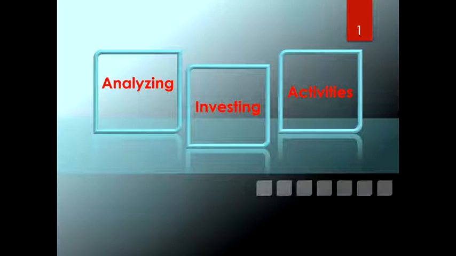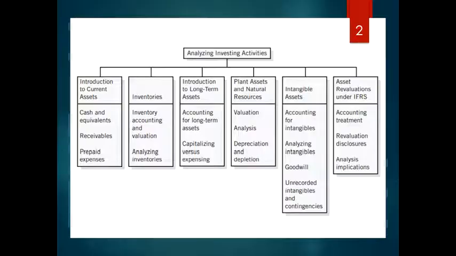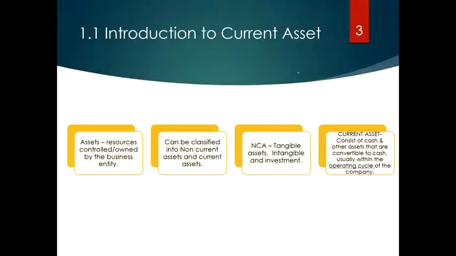So today we're going to learn a new chapter, that is chapter 4, Analyzing Investing Activities. In this chapter 4, we're going to learn 5 subtopics: introduction to current asset, introduction to inventories, introduction to long-term asset, plant asset and natural resources, and last but not least, the intangible asset. Okay, so now let's go to the first subtopic, that is introduction to current asset.